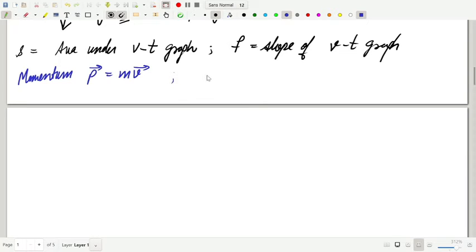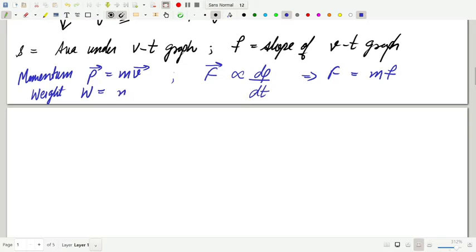And by Newton's second law, force is directly proportional to the rate of change of momentum, which in turn implies, when we do certain experiments, that F is equal to mf. Weight, W is equal to mg.